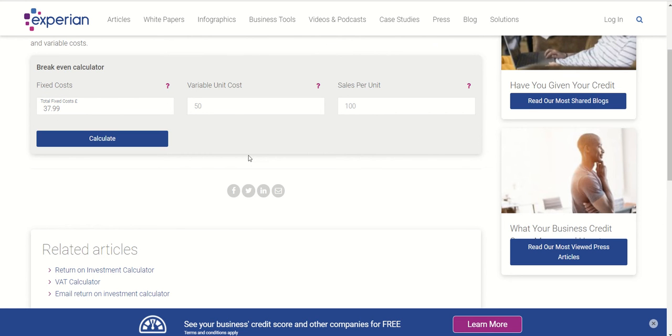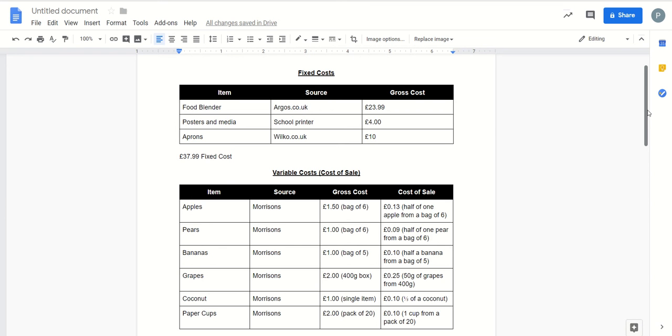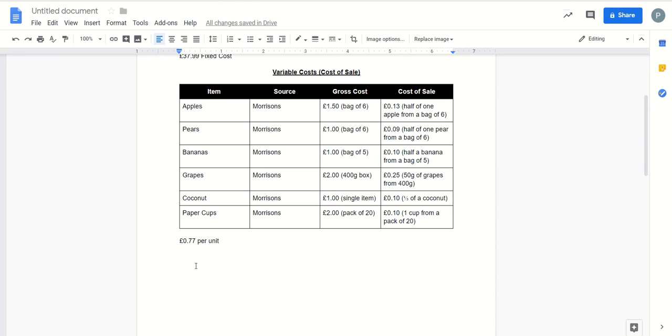Then it's asking me to put something called a variable cost in. The fixed costs are the ones that don't change at all, regardless of how many items you're selling, sort of like down payments almost. That's exactly what they are. They're fixed. Variable unit cost is each individual smoothie I'm going to sell. How much do the ingredients combined cost me? So I've put 77p per unit here.